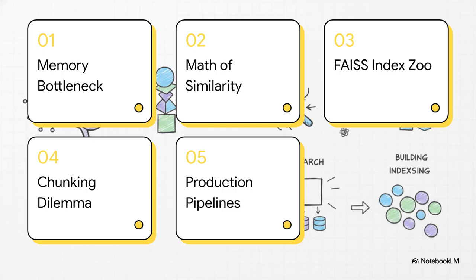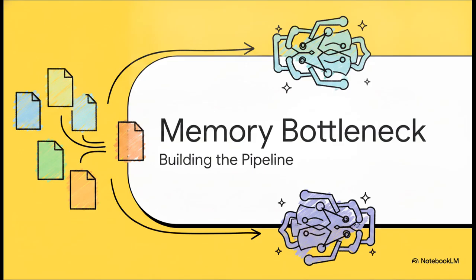Here's our roadmap for today. We're going to look at the AI memory bottleneck, the math of similarity, the FAISS index zoo, the document chunking dilemma, and lastly, building production pipelines. All right, first up, Section 1, the AI memory bottleneck, building the pipeline.